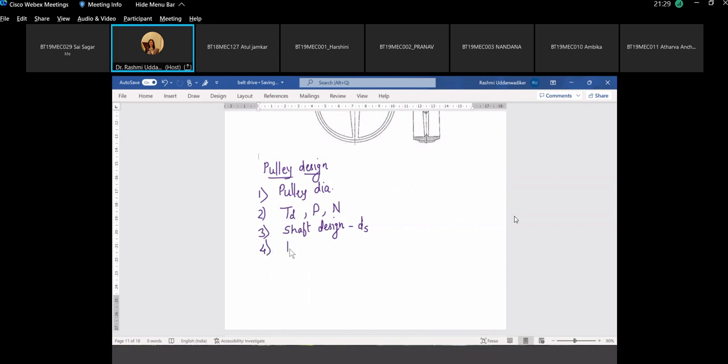So from the shaft design, you will get the diameter of the shaft. From the shaft design, we get the dimensions of the hub. So the next step is hub design. Hub design is getting the diameter of the hub and length of the hub. Then depending upon the diameter, whether it is a solid pulley or a web pulley or an arm pulley, we'll see. So assuming it is an arm pulley, then we have to go with the design of the arm.